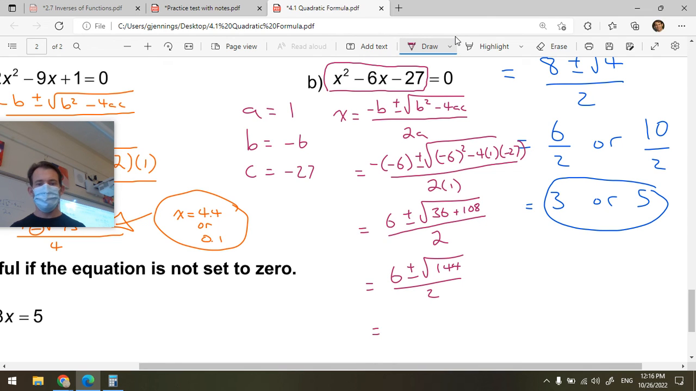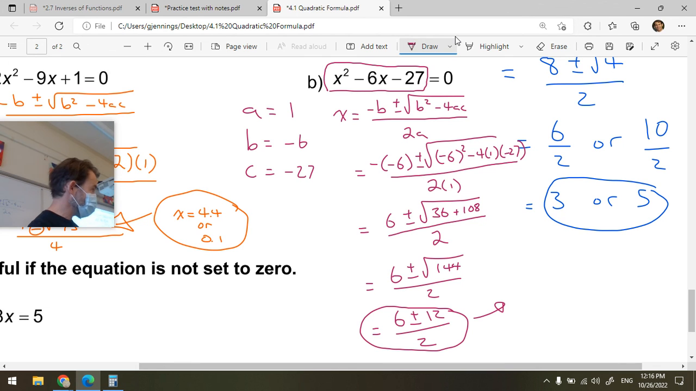Hooray for us. So this is equal to 6 plus or minus 12 over 2. Let's do that. 6 plus 12 is 18. 18 over 2 is 9, positive 9. And then 6 minus 12 is negative 6, over 2 is negative 3. So x equals 9, or x equals negative 3. Cool. Sorry, 6 plus 12 over 2. 6 plus 12, 18. 18 divided by 2, 9. And then 6 minus 12, negative 6, divided by 2, negative 3. Skipped some steps there.